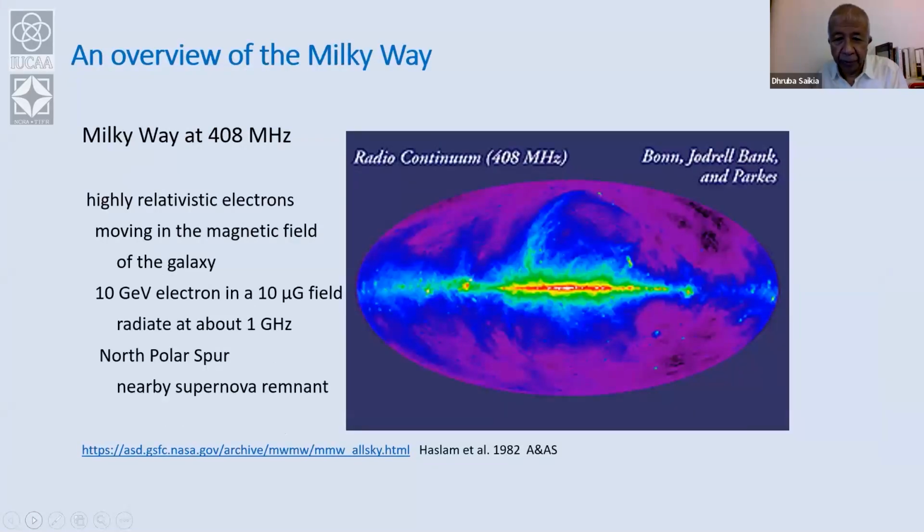This is a blown up version of the radio image, which shows the synchrotron emission from the disk of our galaxy, and you see spurs over here. This is called the North Polar Spur, which is due to synchrotron emission and possibly a relatively nearby supernova remnant, which is projecting over a large angle onto the plane of the sky.